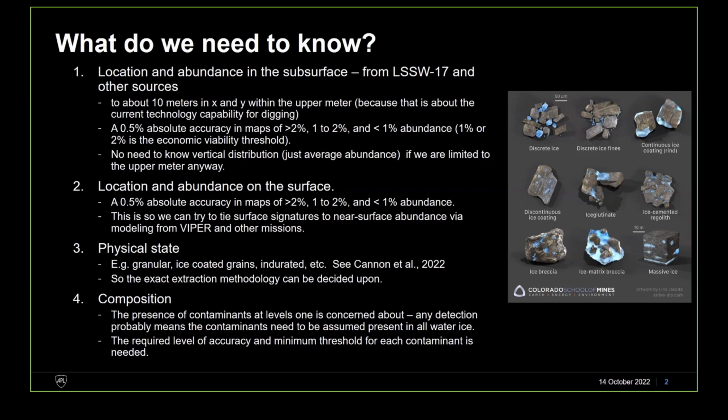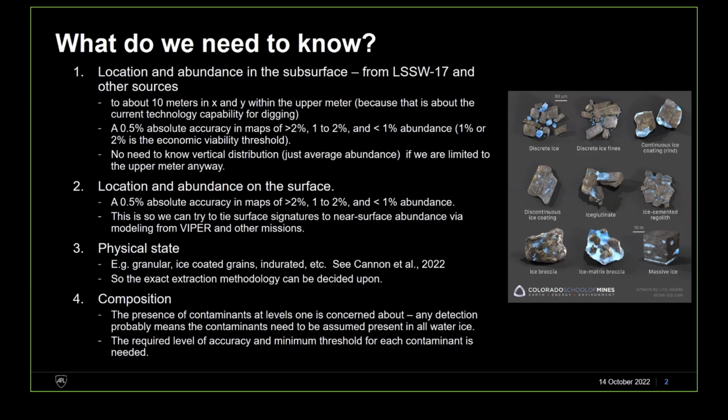And no need to know the vertical distribution if we're limiting to the upper meter anyway, just dig it all up and extract it. Now, it's also very useful for modeling purposes. Again, Laszlo pointed this one out, to understand the location and abundance on the surface to similar levels, so we can try to tie the surface signatures to near-surface abundance via modeling, such as we will get from VIPER and other missions. This is very important to do.